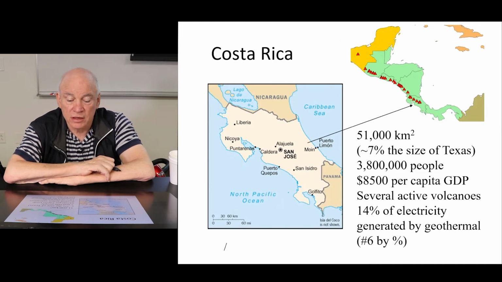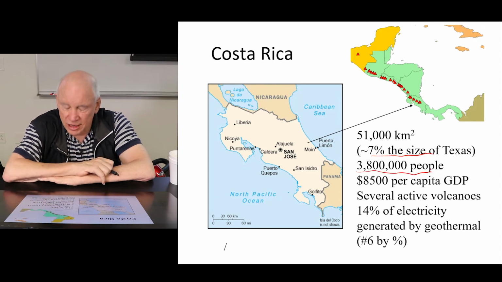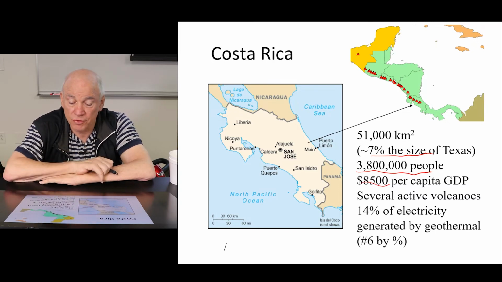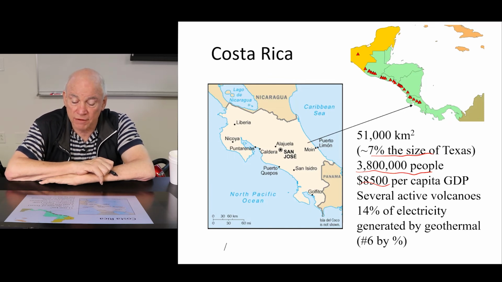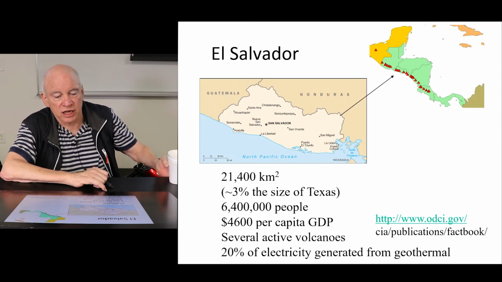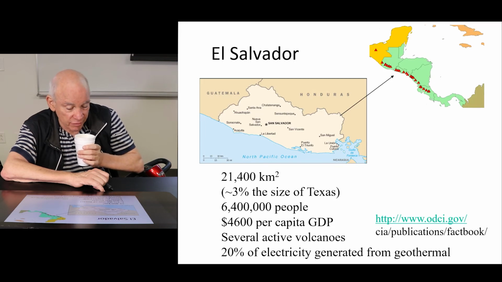Costa Rica is a little bit bigger. It's about 7% the size of Texas, 3.8 million people, with a much higher GDP of $8,500 per capita. It's the wealthiest nation in Central America. It has several active volcanoes that generate about 14% of its electricity. El Salvador is a small country about the size of Belize, about 3% the size of Texas, with many more people, 6.5 million.